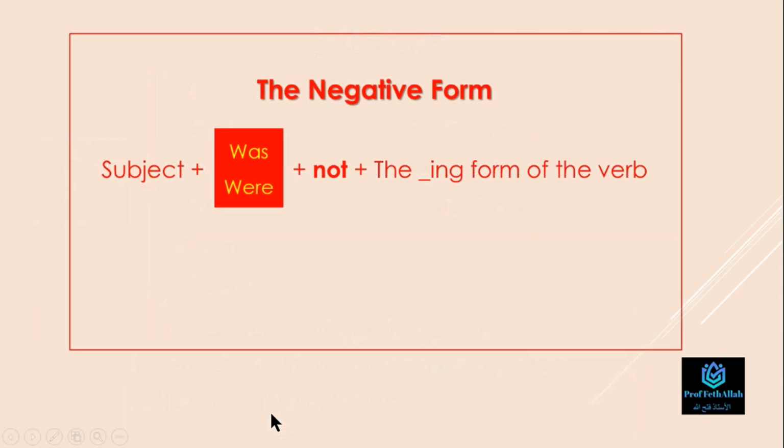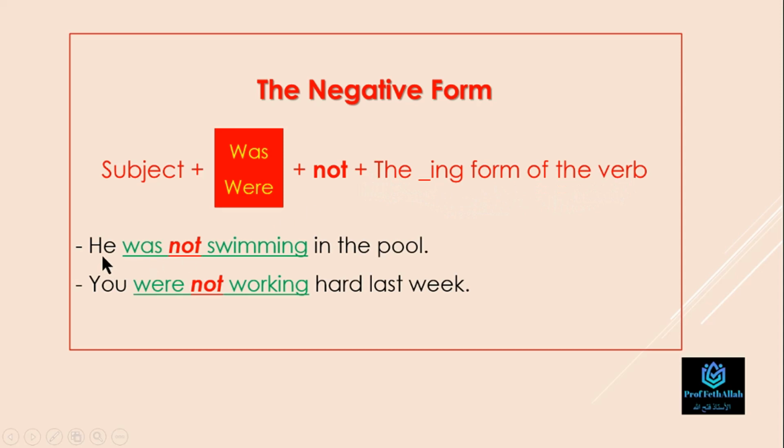The negative form of this tense is so easy. We're only going to follow the previous rule and add not. Follow with me. We're going to start with the subject plus was or were plus not, and then we're going to finish with the ing form of the given verb. For instance, he was not swimming in the pool. You were not working hard last week. And this was all about the negative form.